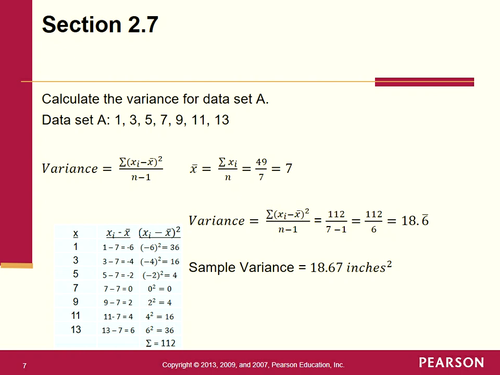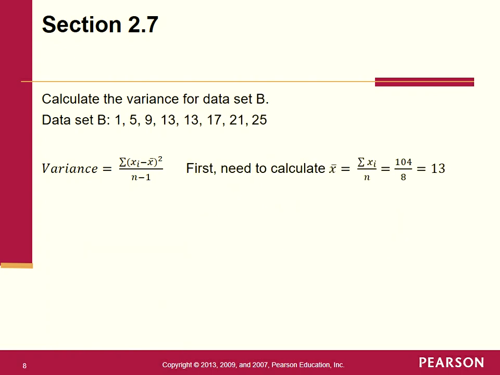Let's go ahead and calculate the variance for data set B. There's our data, and I went ahead and calculated x bar. This time it turned out to be 13. So what am I going to do? I'm going to set up our column of numbers and subtract off 13 from each one of those numbers. So we get 1 minus 13, negative 12, 5 minus 13, negative 8, and so on and so forth.